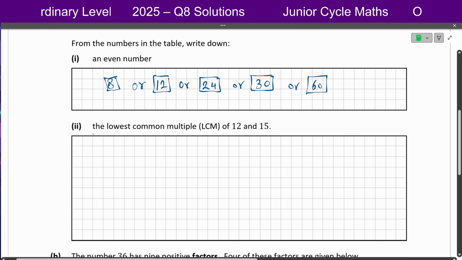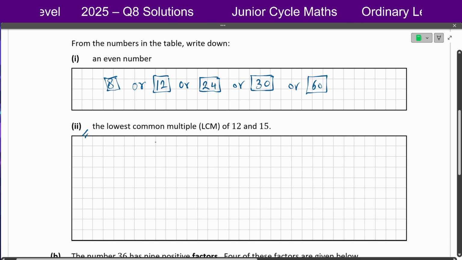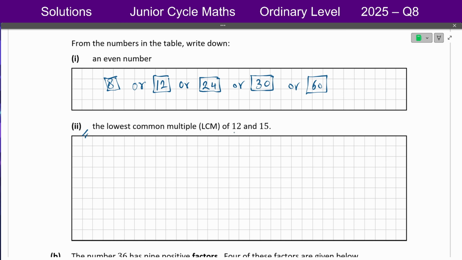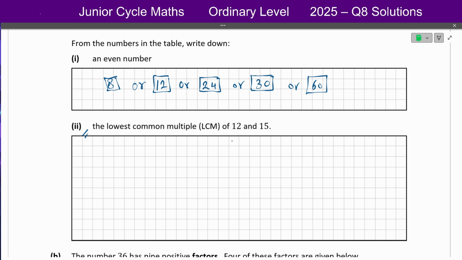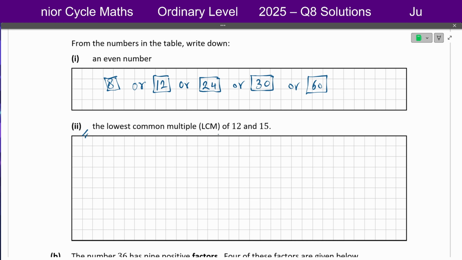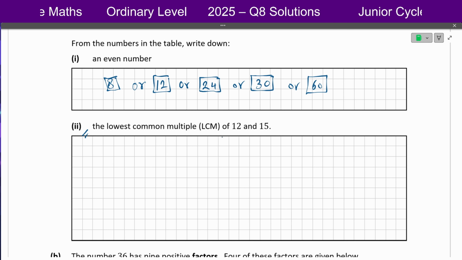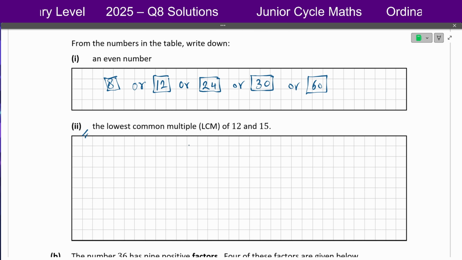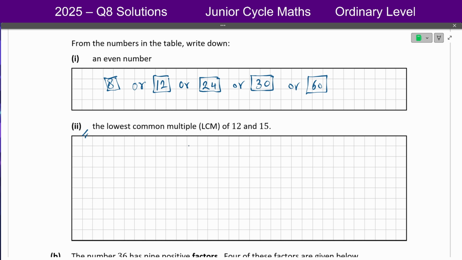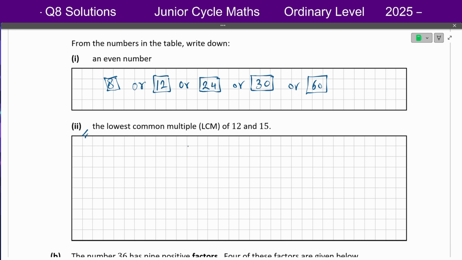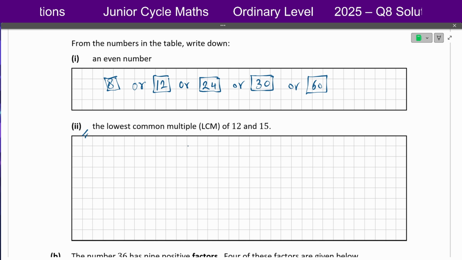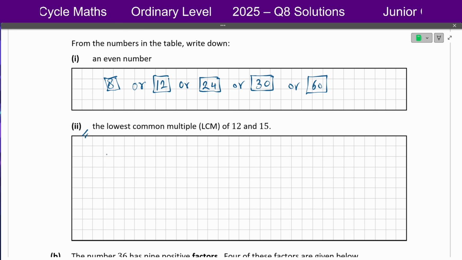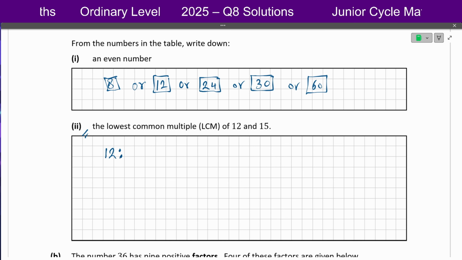And in the second part here, we need to find the lowest common multiple of 12 and 15. As you know, to find the LCM of two numbers, we need to write down the multiples of the first number as a list, and also the multiples of the second number as a list, and then we find the smallest common number from both lists. For example, for 12, we can use the calculator as well.